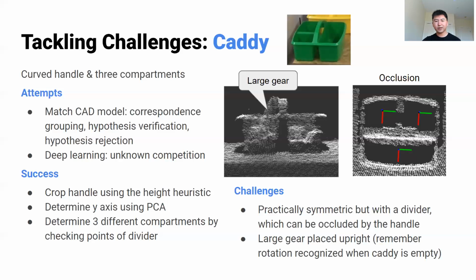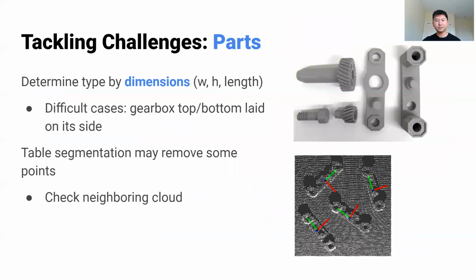The challenges here are the caddy is practically symmetric, but with a divider only on one side, which can be easily occluded by the handle. Also, when a large gear is placed upright, it merges into the handle in the point cloud. We solved this by remembering the rotation that's recognized when the caddy was empty.